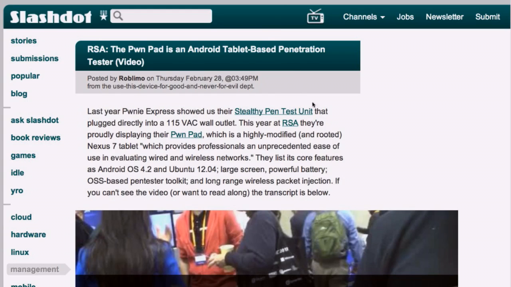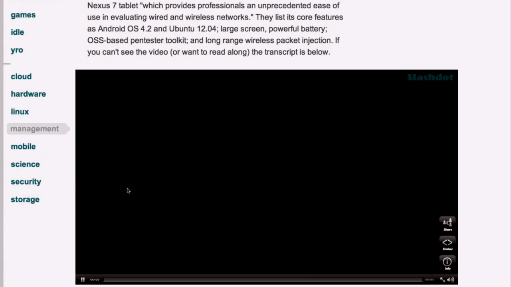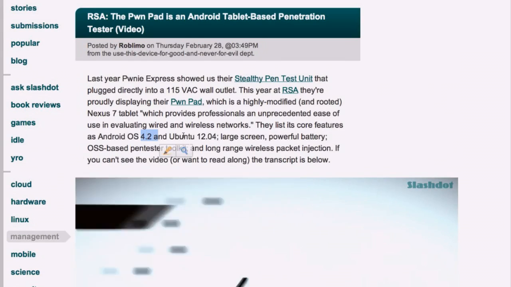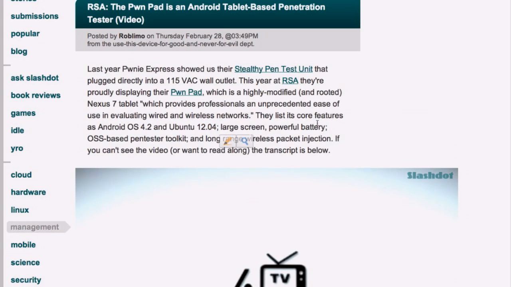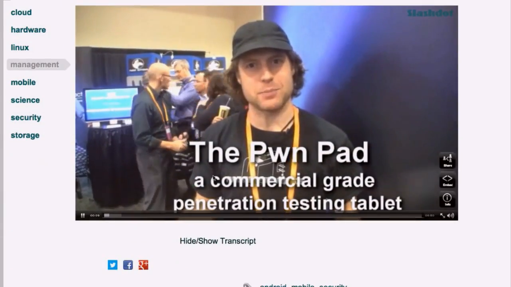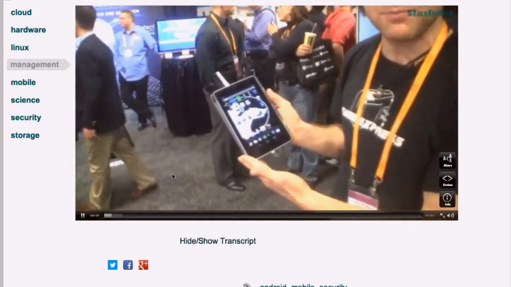It's from Pwnie Express, and basically they've built the Pwn Pad, an Android Nexus 7 that runs Android 4.2.2 and Ubuntu 12.04. Awesome. And basically the idea is it allows you to be more stealthy while scanning networks. Basically, you can walk into a business and be in their lobby or something, and you're playing with your Nexus 7 tablet, and it looks like normal.